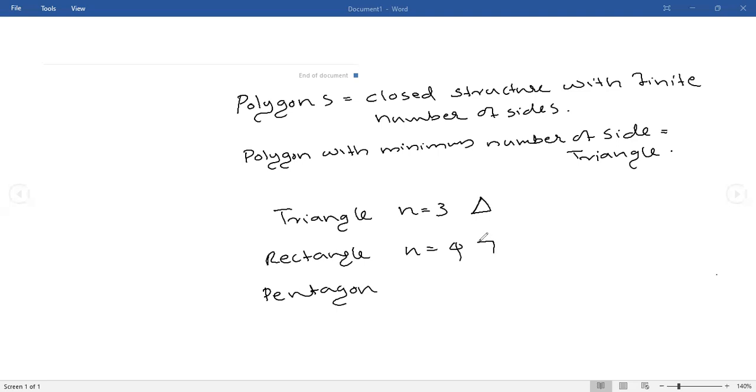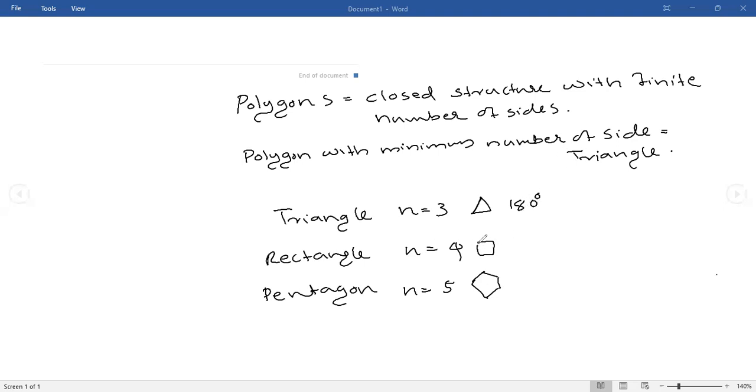This is a triangle. This is a rectangle. Pentagon will be in this manner. This is a pentagon with the 5 sides: 1, 2, 3, 4, 5. For a pentagon, n will be equal to 5. In a triangle, the total angle is 180 degrees, right?